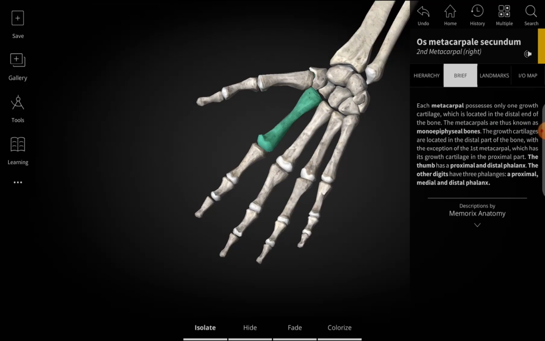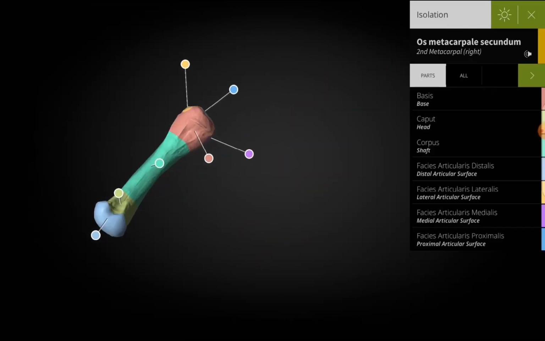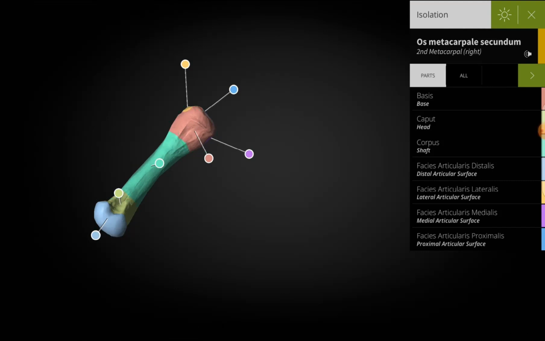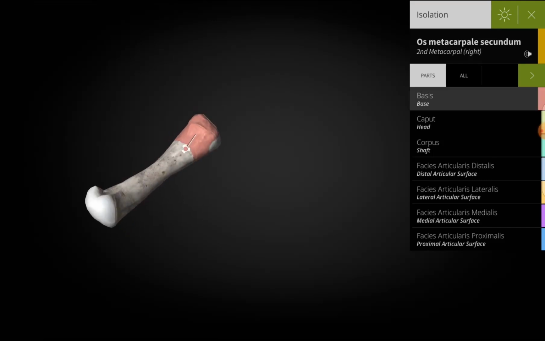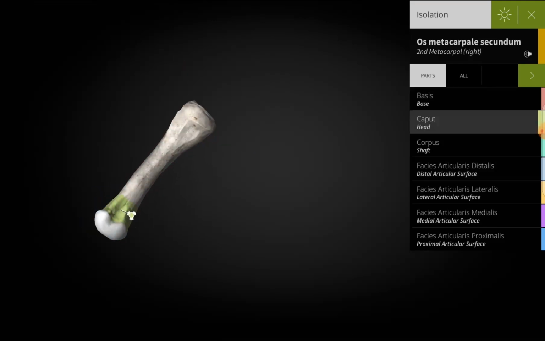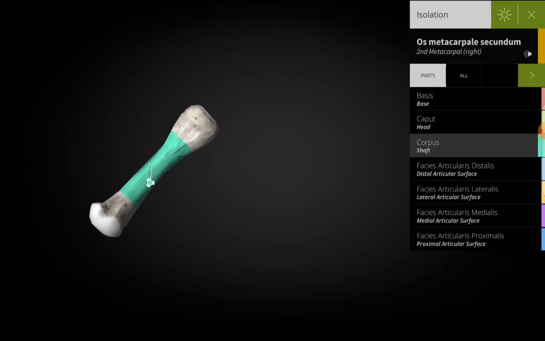At first glance, it is clear that these are classic long bones, which have the following features. Just like before, they have a proximal epiphysis, a distal epiphysis, and a diaphysis located between the two. In the case of the metacarpal bones, we use special terms for these parts. The proximal epiphysis is always called the base, the distal epiphysis is called the head, and the diaphysis between the two is called the shaft.